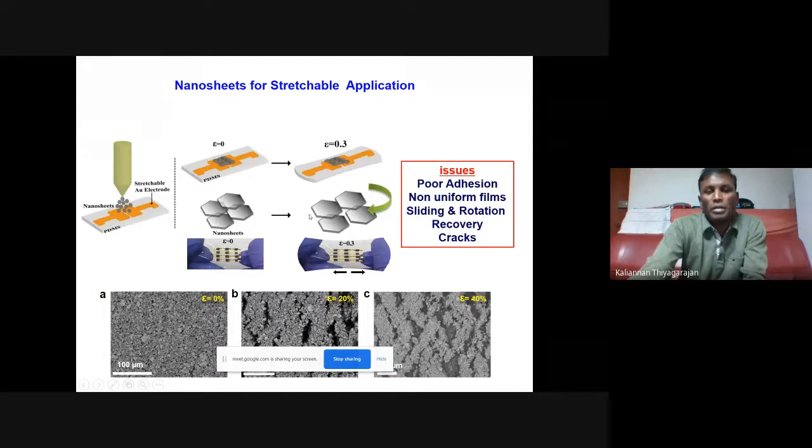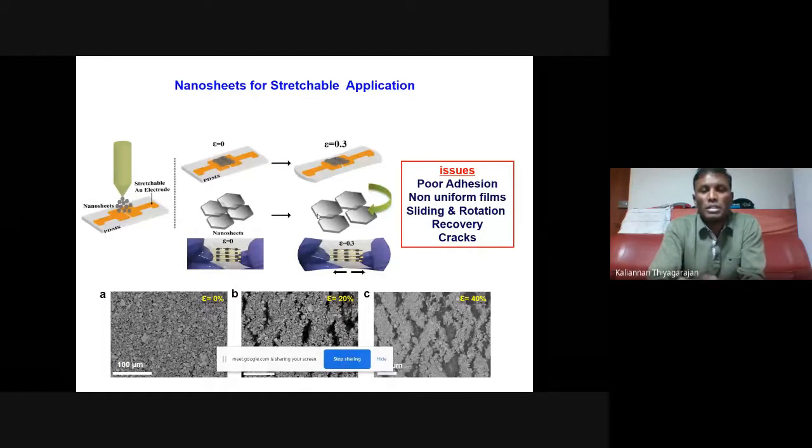And there will be no polymer or nothing, so it is inorganic material. They don't have addition with this elastomer substrate directly, so they tend to move away, and the recovery will be very poor. Once you stretch it, then that's all, your device is gone.